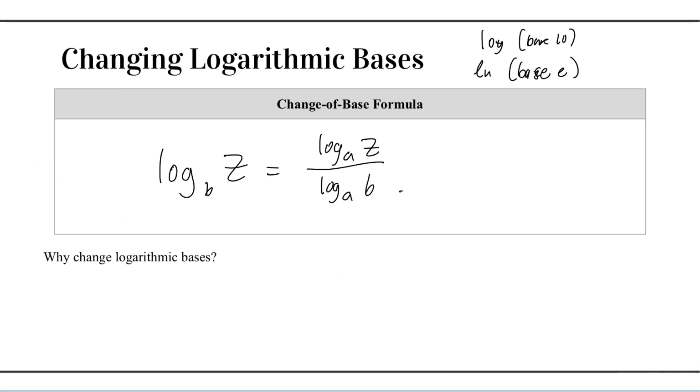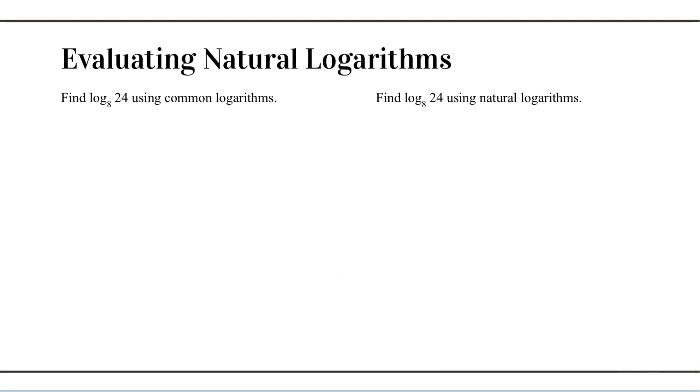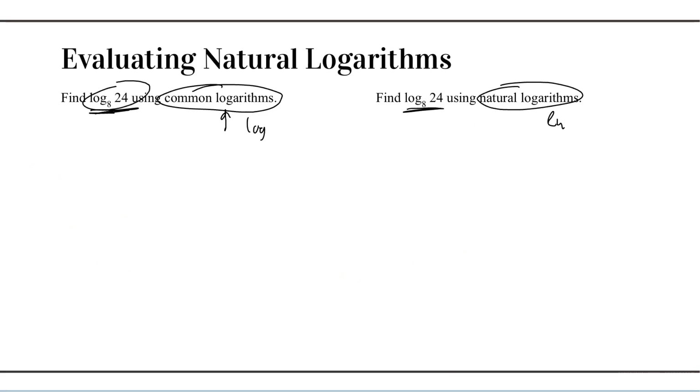As examples right here, we're going to try to evaluate this log using a common logarithm, which really just means log base 10. Then we're going to do the same thing using natural logarithms, meaning natural log. So log base 8 of 24 is the same thing as log of 24 over log of 8, where now both the logs on top and bottom are in base 10.